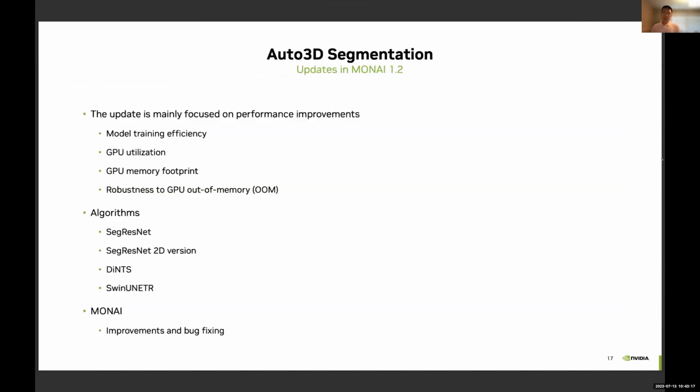For this recent release, we actually updated a few things, like trying to improve the performance. In terms of performance, we are trying to improve the model training efficiency, the GPU utilization rate, the memory footprint, and also robustness to GPU out of memory. Basically there are three or four algorithms we provide here. You can see SegResNet, 2D things, and SwinUNETR. We also did a lot of improvement in MONAI and fixed several bugs.